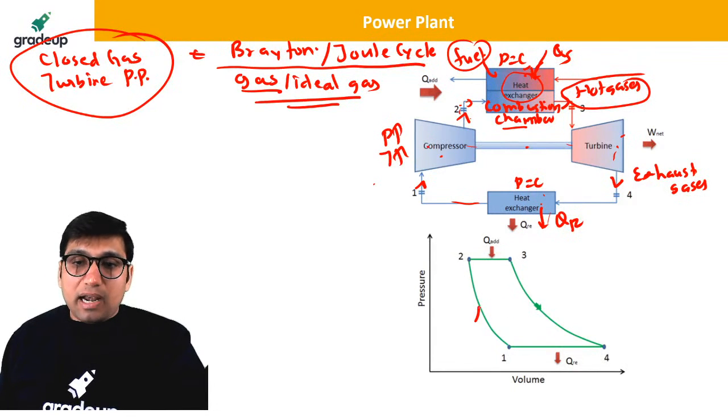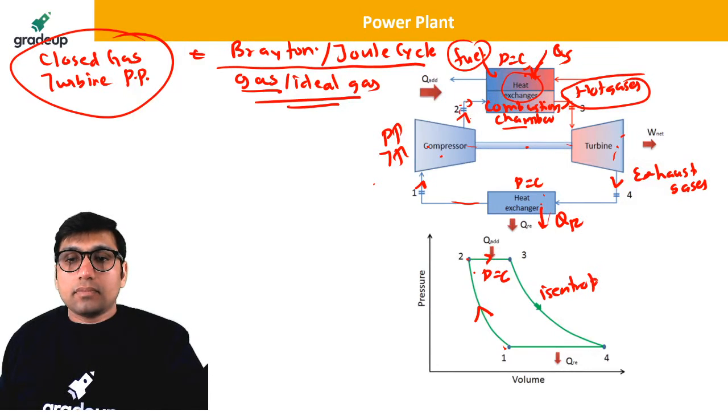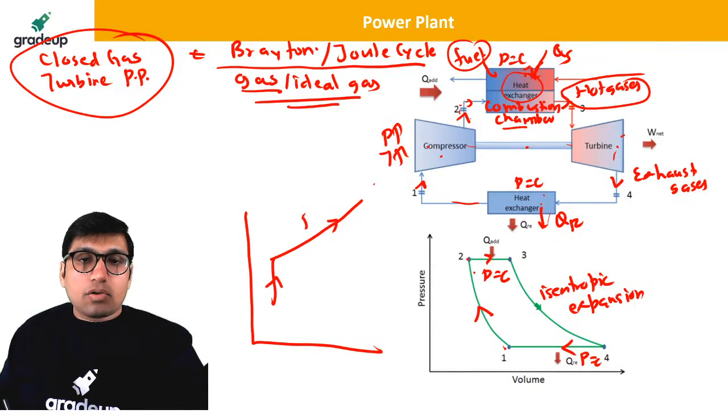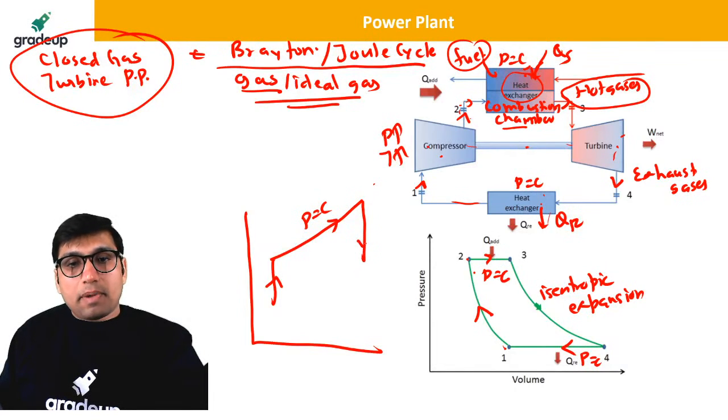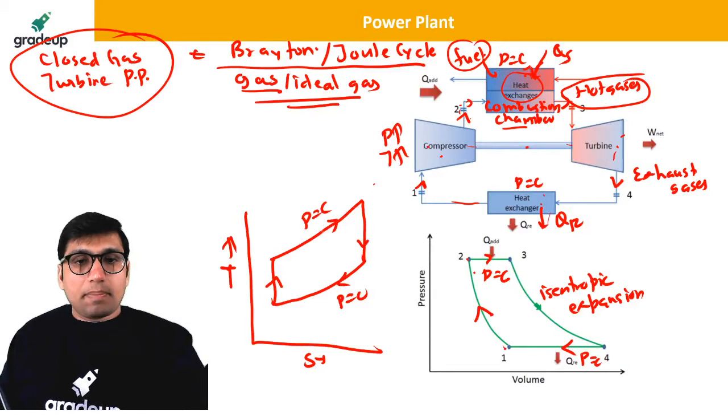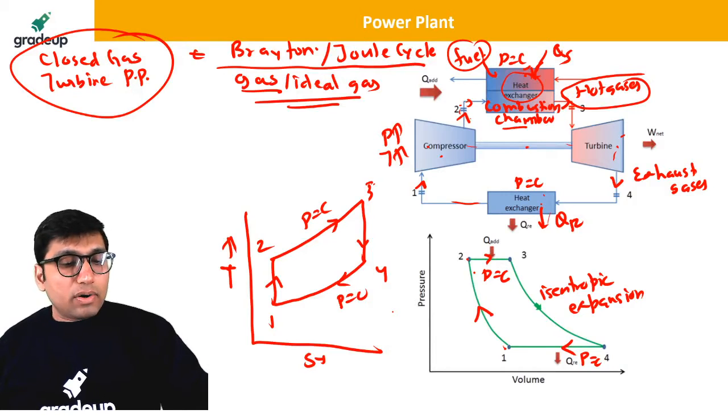So in the Brayton cycle we have 1 to 2 isentropic compression, then constant pressure heat addition, then isentropic expansion, and then constant pressure heat rejection. If you have to draw this cycle on the temperature entropy diagram, this is an isentropic process, this is constant pressure, this is again an isentropic process, and this is constant pressure. This is how you draw all the processes of the Brayton cycle on the temperature entropy diagram: 1 to 2, 3, 4. Clear everyone?